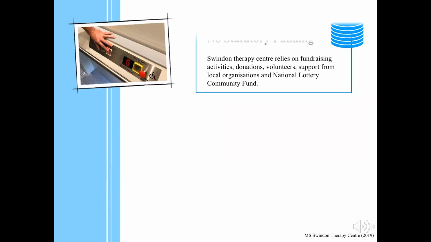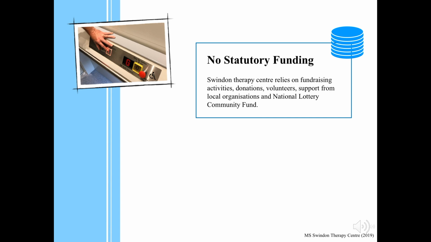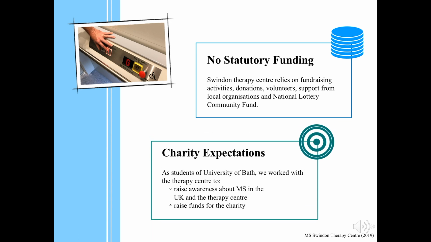Swindon Therapy Centre is among the few charities in the UK that receive no statutory funding whatsoever from the government or the NHS. They rely on fundraising activities, donations, and national lottery. So we work with the charity to help them raise funds and awareness about neurological disease, as well as about the therapy center.